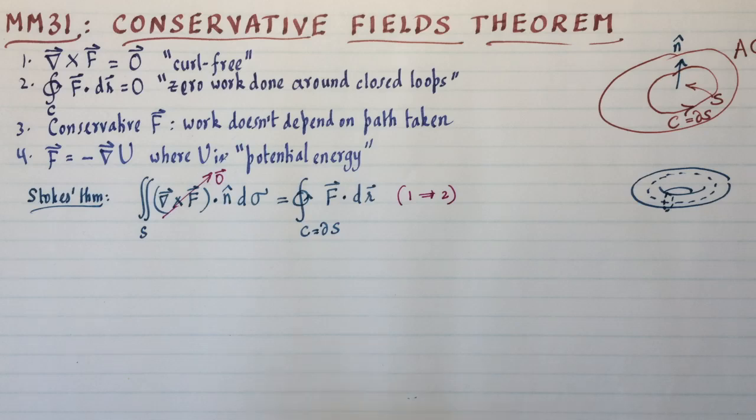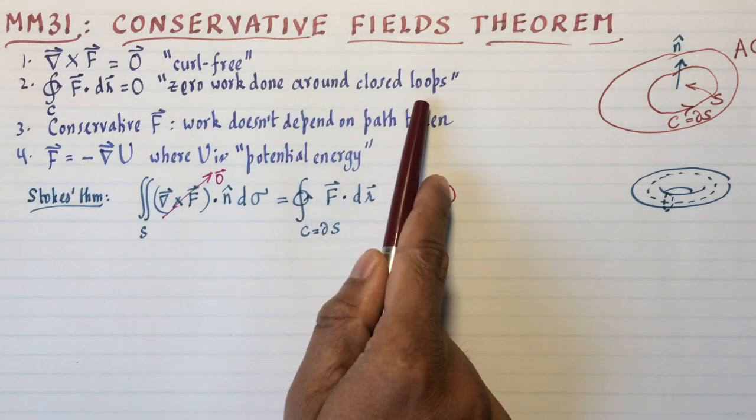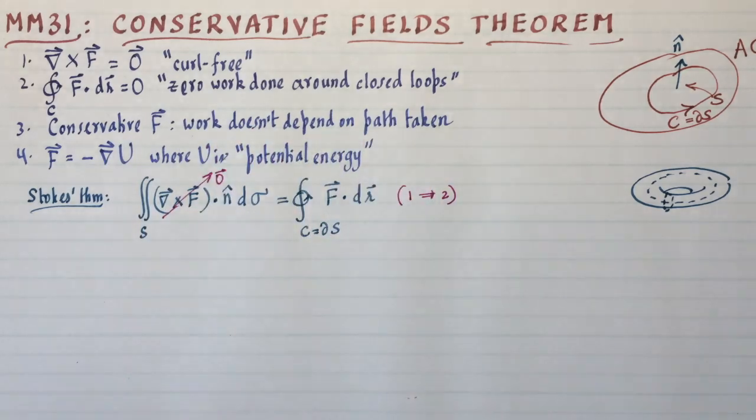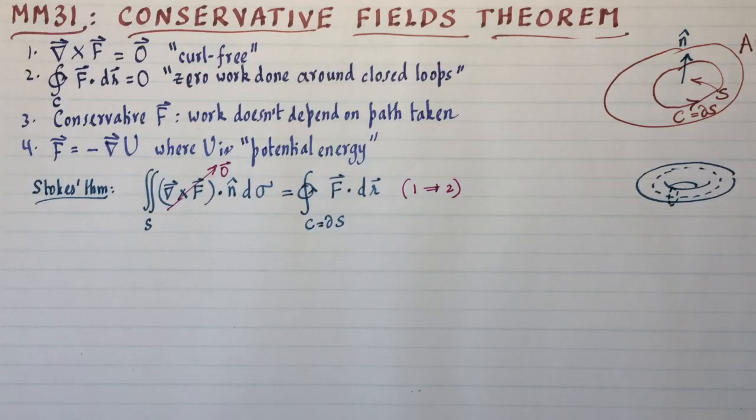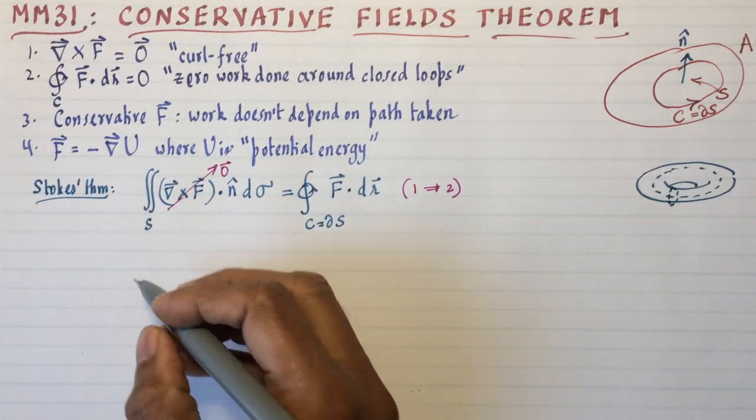Now let's try to show that if 0 work is done around closed loops, then the work does not depend on the path taken. That's also a pretty low-hanging fruit, and it's fun to show. So I'm leaving all the hard stuff for the notes. So let's show this rather easy thing.